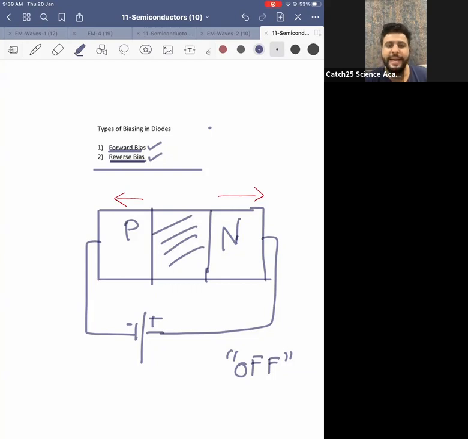Easy. Tell me what happens to the width of the depletion layer. In forward bias, the width decreases. Here, since they're going away, the width increases. So it is exactly the opposite of forward. Whatever you write for forward, exactly the opposite you have to write for reverse. Therefore, write down reverse bias, draw the diagram, then I'll give you the notes. Start.